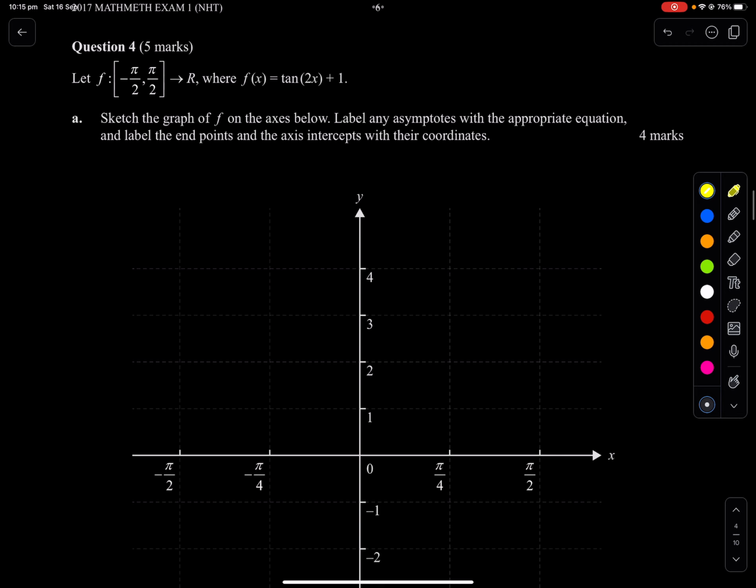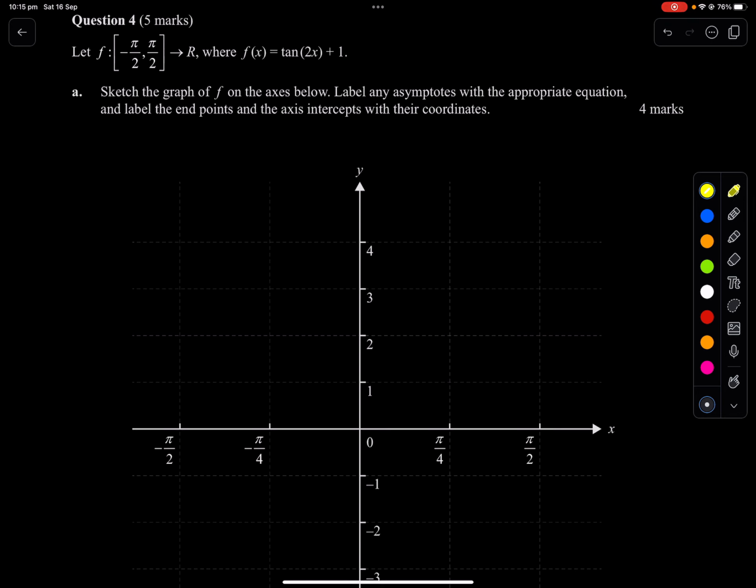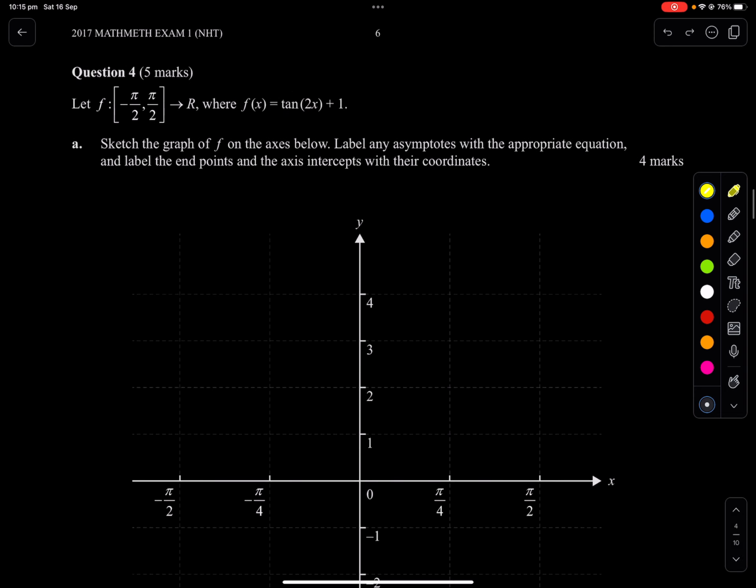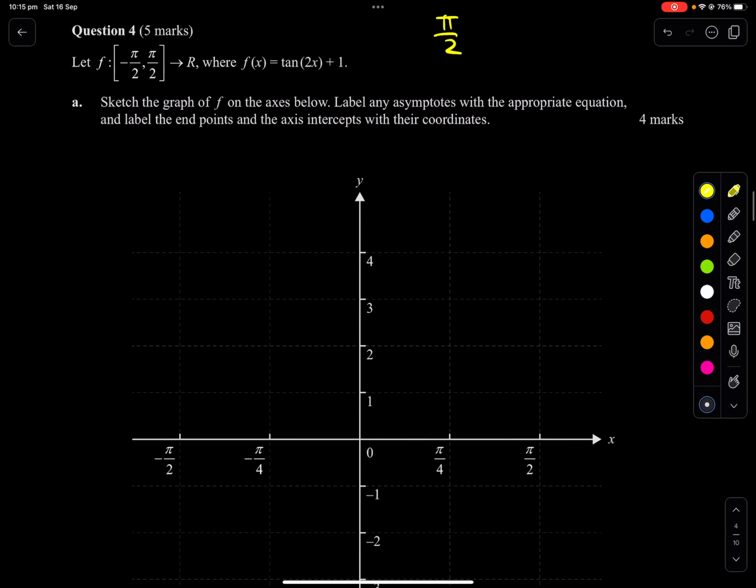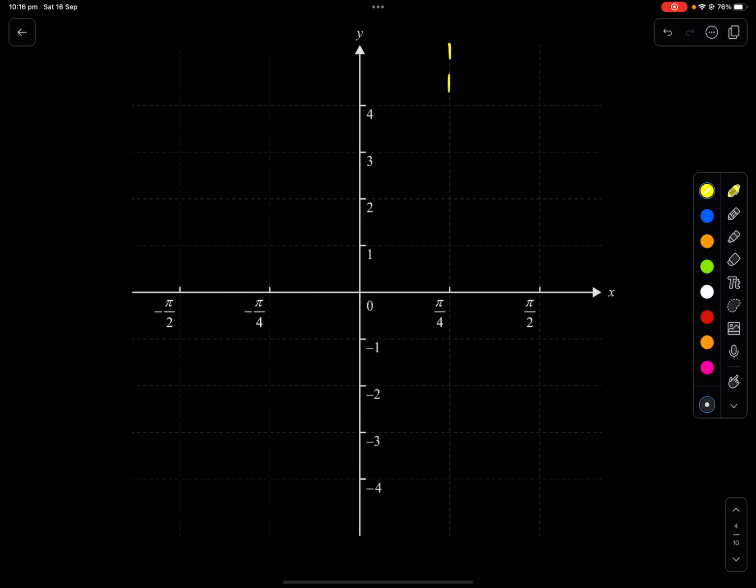Next question. So f of x is this. So it's tan 2x plus 1. All right, and sketch the graph of it. So what I'm going to do is I can easily sketch just tan 2x and then overall translate it 1 unit. So I'm going to say what's the period. So it's pi over 2, and divide that by half. It's going to give us the first asymptote. So pi over 4.